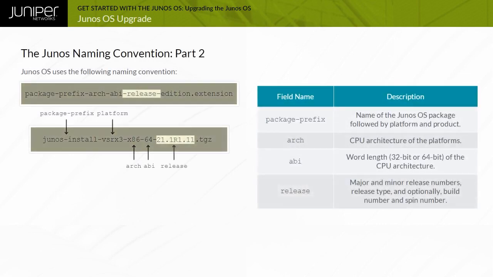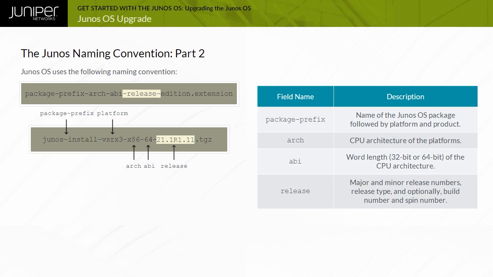As for the release field, Juniper Networks releases a new version of Junos OS, typically each quarter of the year. Junos OS releases are numbered using the form M.NZB.S, where M.N are the main and minor release numbers, for example 21.1, which indicates the first quarter of the year 2021, that give the Junos OS version. The Z denotes the release type, B is the build number of the product, and S is the spin number of the product.